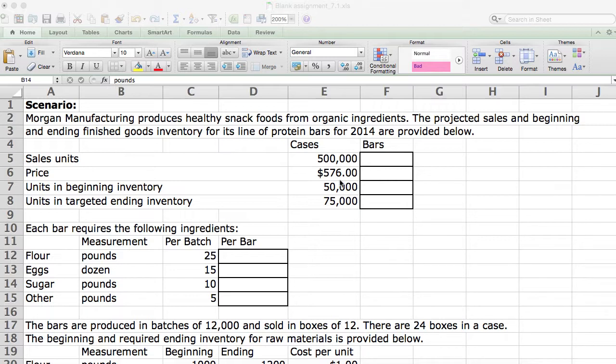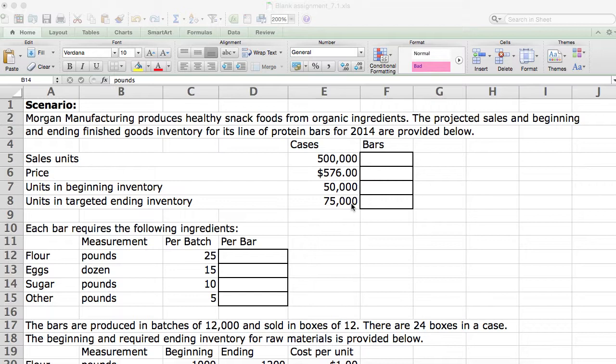If a case is $576, then per the case, you would divide that by the 12 times 24 to get an individual per bar price. Your units in beginning inventory are 50,000. They'll be calculated the exact same way we did the cases, and same with the ending inventory of 75,000.